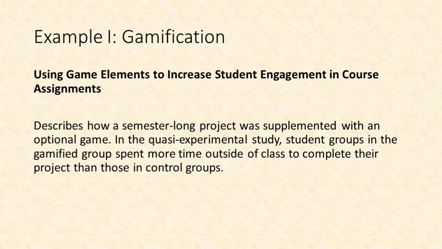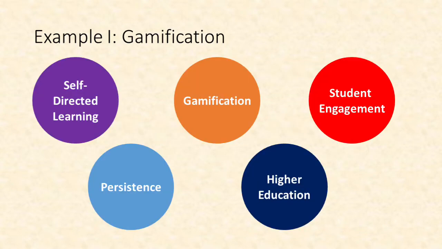As an example, a few years ago I wrote a paper titled Using Game Elements to Increase Student Engagement in Course Assignments. The focus of the paper was on gamification, and we used a quasi-experimental study to see if a semester-long project would be completed in more depth if it had an optional game associated with it. When considering the constructs for the lit review, we identified the following ideas: self-directed learning, persistence, obviously gamification, higher education, and student engagement. Now there are likely others, but these were some of the concepts and constructs we felt were most important for our paper at the time.